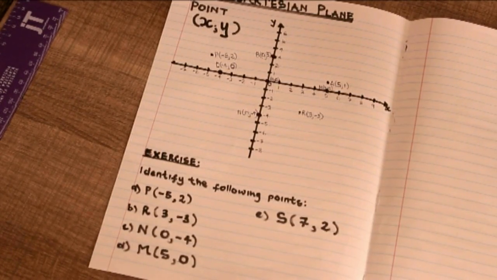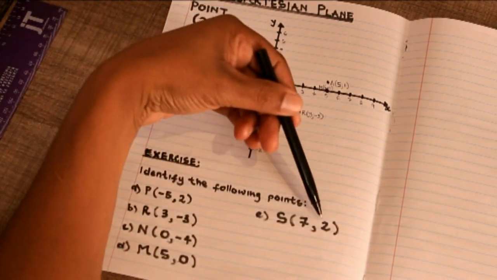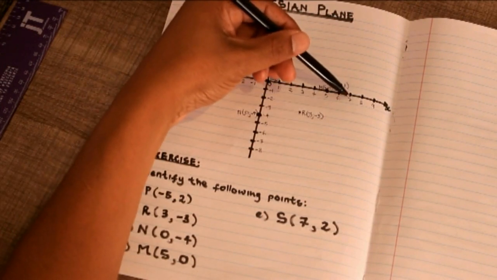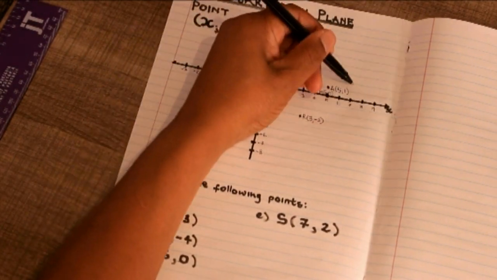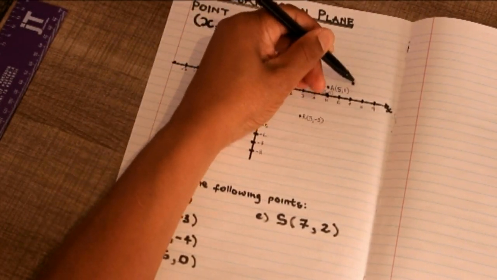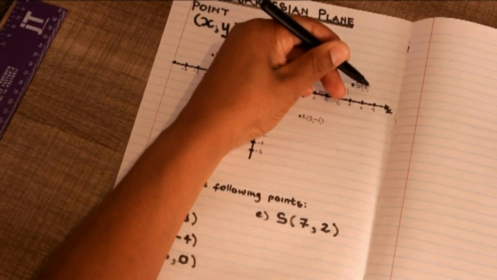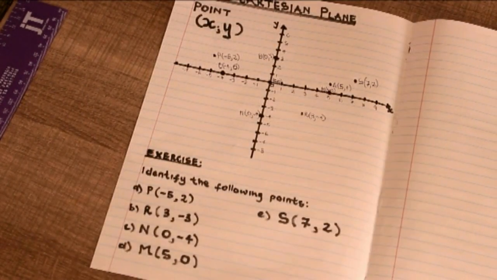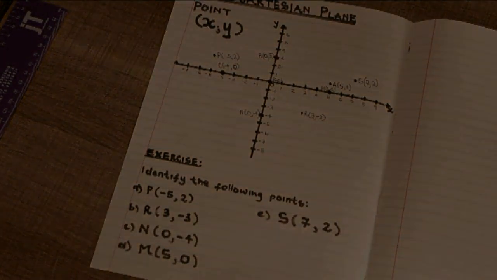And lastly, a point is S(7, 2). X is 7, y is 2. There's where x is 7, but I need to move 2 more units up for the y value. Now that point here is S(7, 2). So that's how you get the points on a Cartesian plane. Right, we have identified the points on a Cartesian plane.